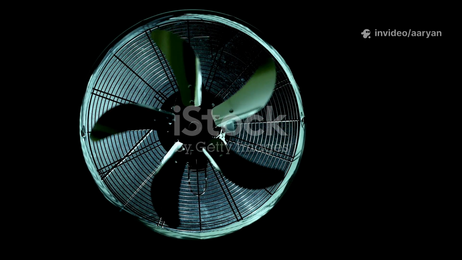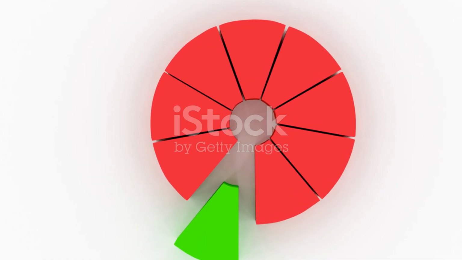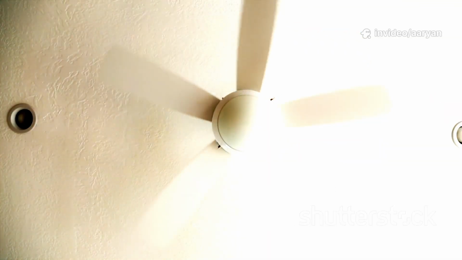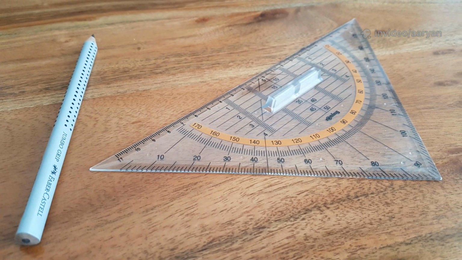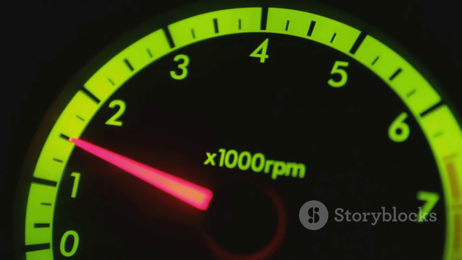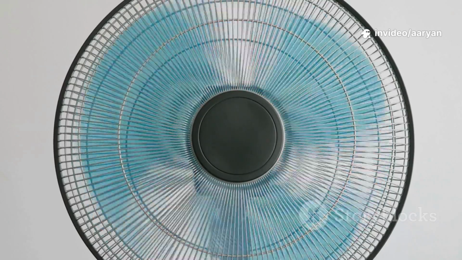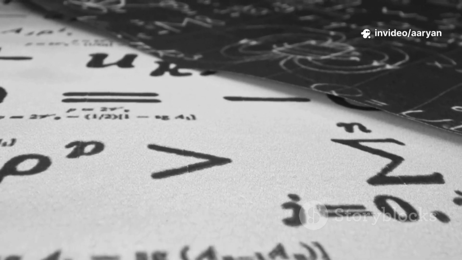To understand spinning objects, we use three key terms: angular displacement, theta, angular velocity, omega, and angular acceleration, alpha. Angular displacement measures how much something has turned in radians. One full turn is 2π radians. Angular velocity tells us how fast it's spinning, in radians per second. For example, if a fan blade turns 10 radians in 2 seconds, its angular velocity is 5 radians per second.